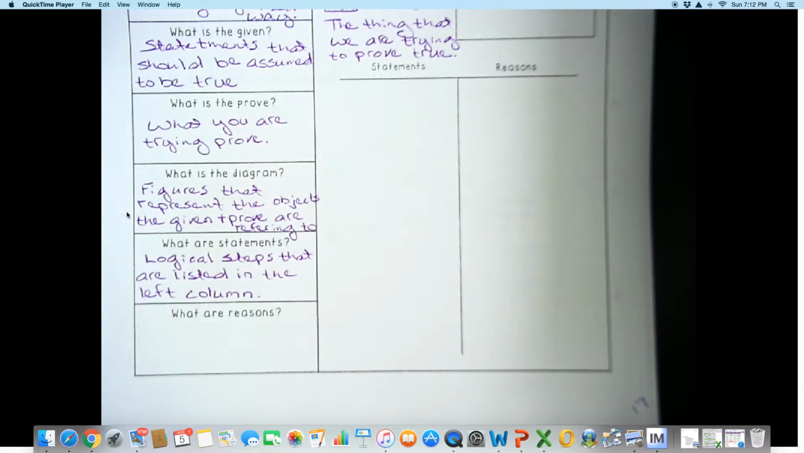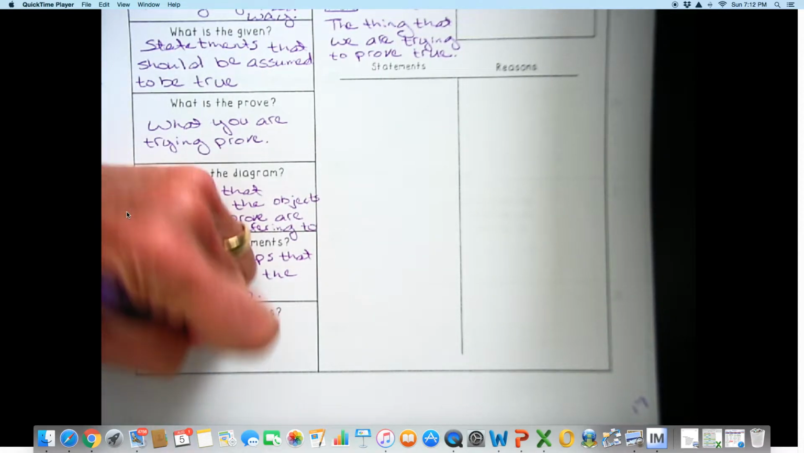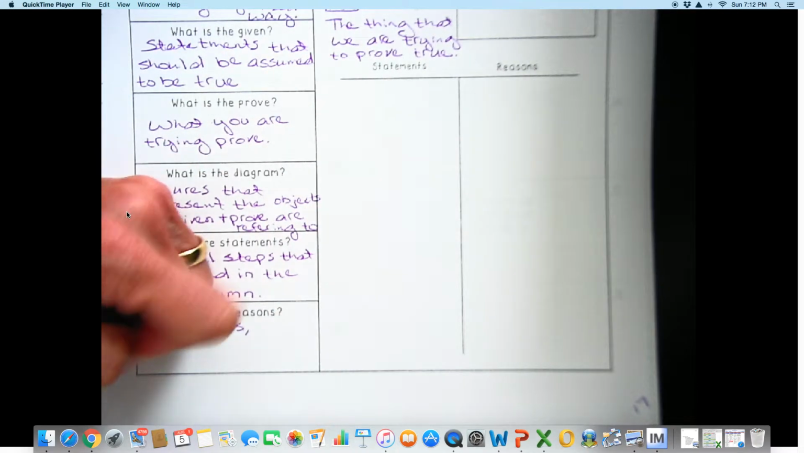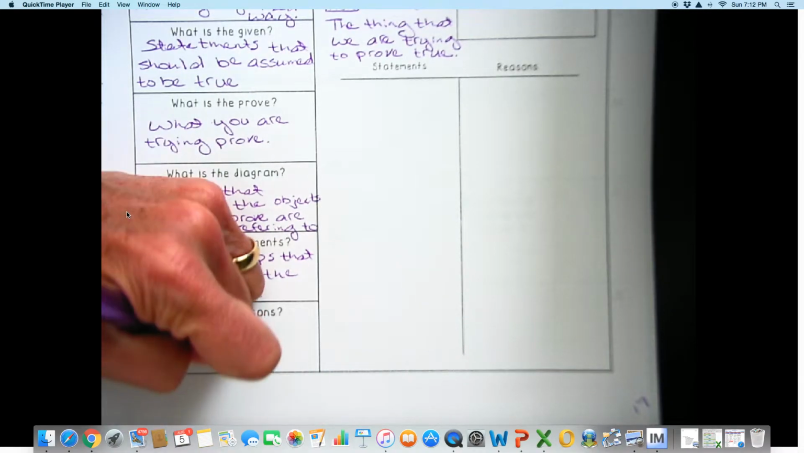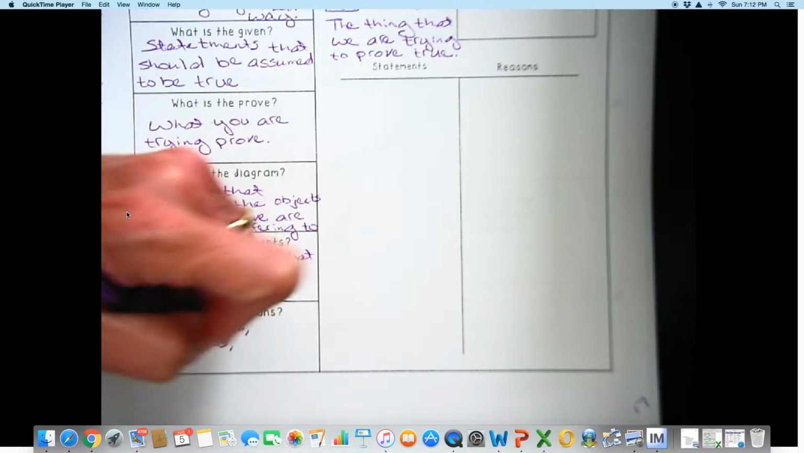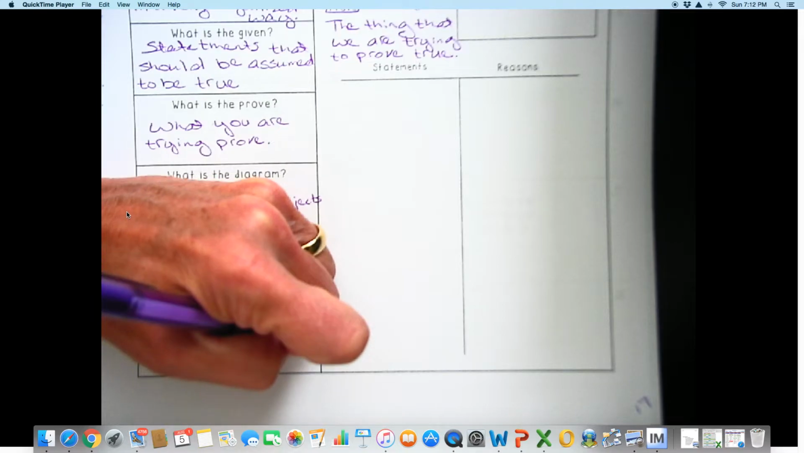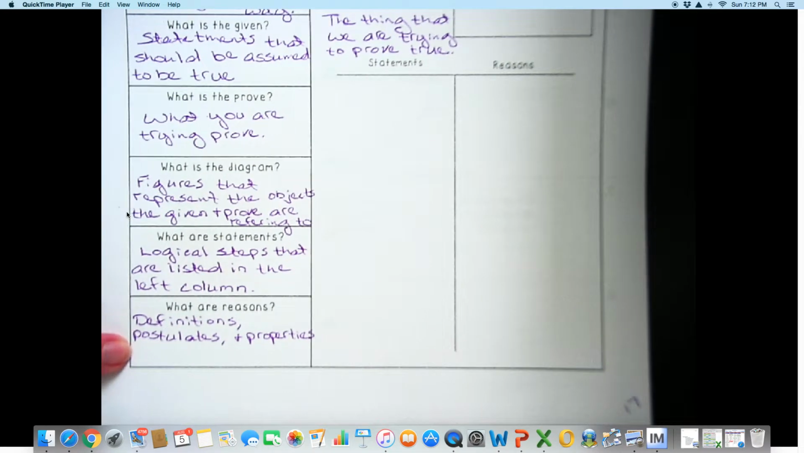Okay? And the reasons are the definitions, postulates, I know that's a new word, and properties. Okay, we're not going to talk about postulates right now, but we'll get into those when we dive a little bit further into proofs. But for right now, don't worry about what that word means.